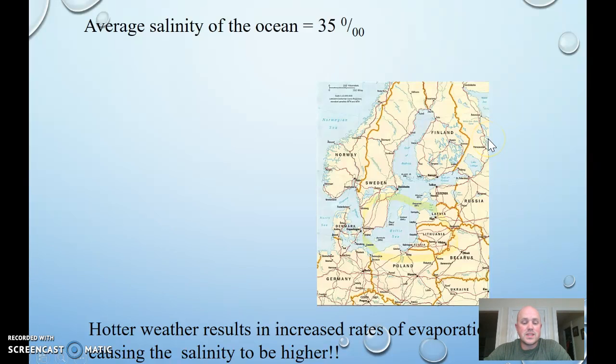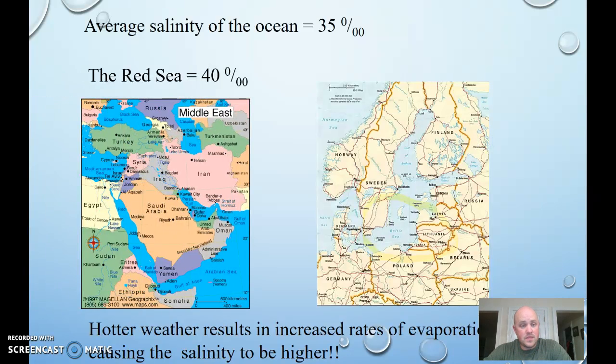The hotter weather results in increased rates of evaporation, causing the salinity to be higher. So the Red Sea, the salinity is 40 parts per thousand. Now the Red Sea is much further south, much further towards the equator, so it's warmer. Versus the Baltic Sea, which is 7 parts per thousand. It's much further north, it's much colder, there's less evaporation, salinity is lower.